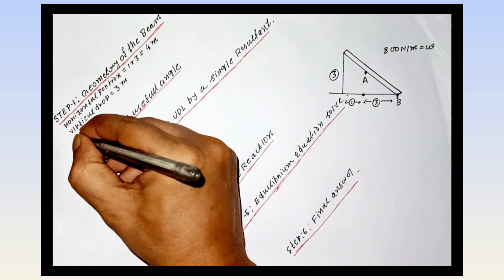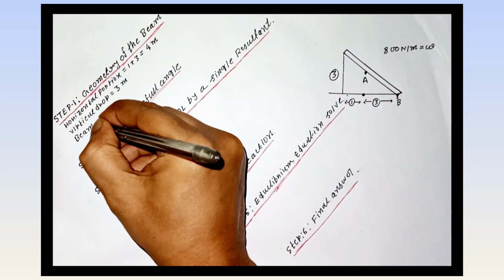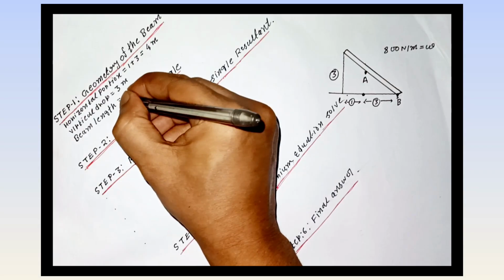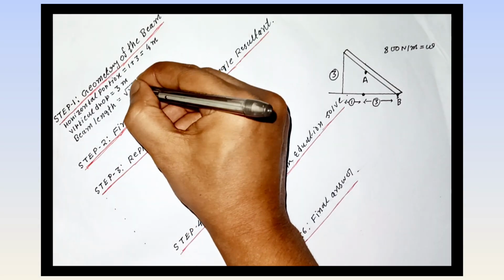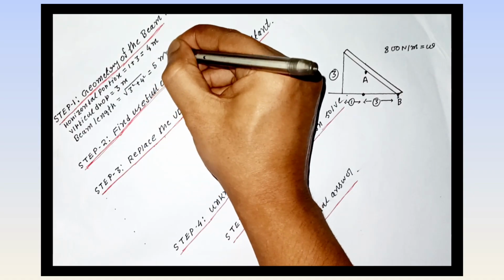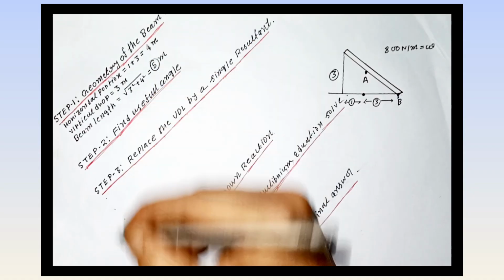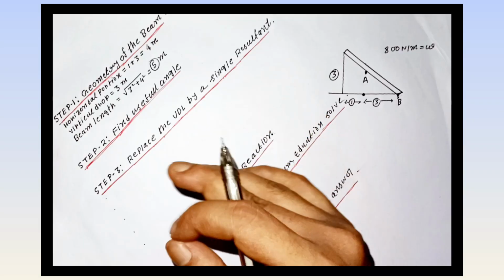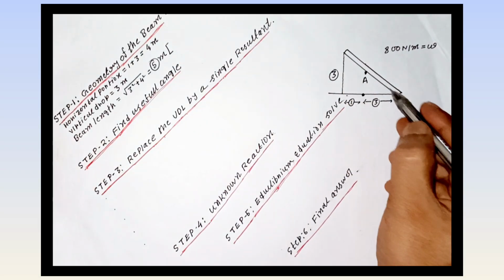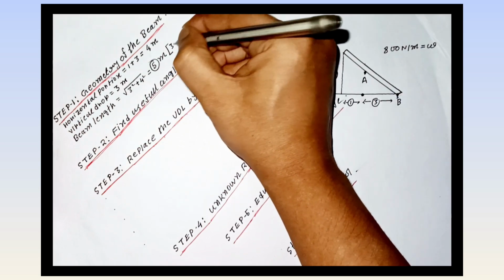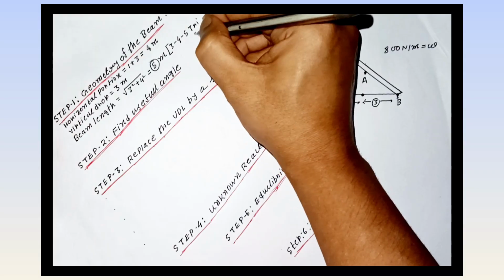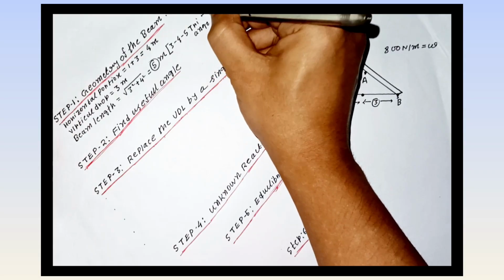Using Pythagoras theorem, you have to find the slope length, which is capital L. So Pythagoras theorem: under root of 3 square plus 4 square, that is under root of 25, that is 5 meter. This is the beam length, denoted by capital L. Here make a triangle. Which triangle? 3, 4, 5 triangle. I think you understood till now, no problem.